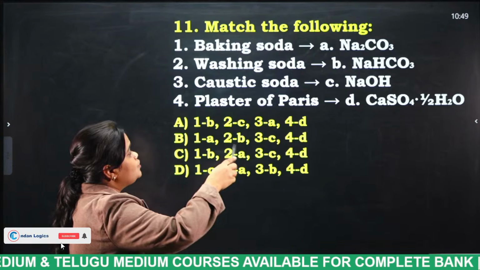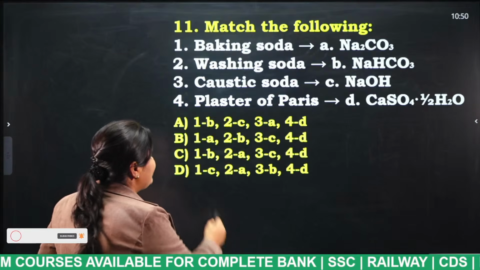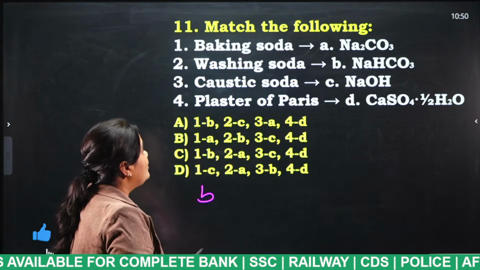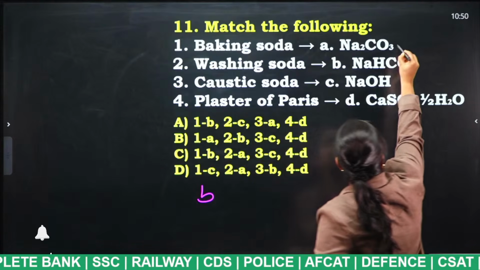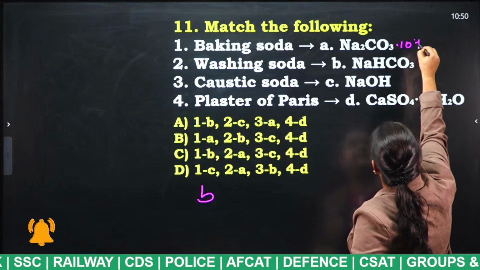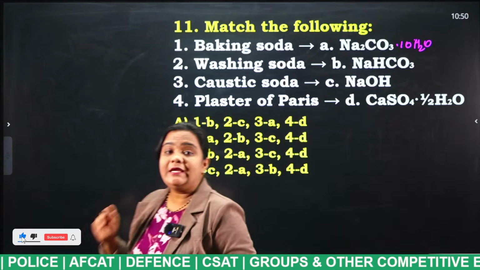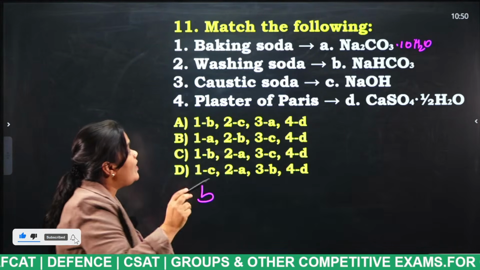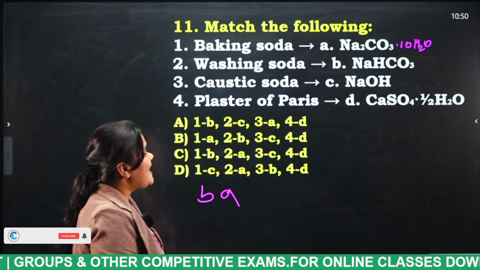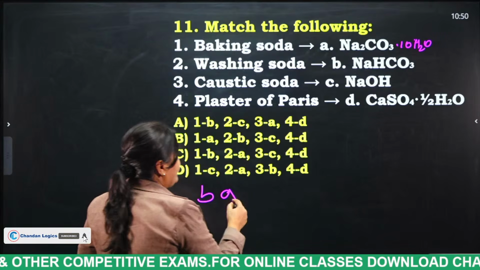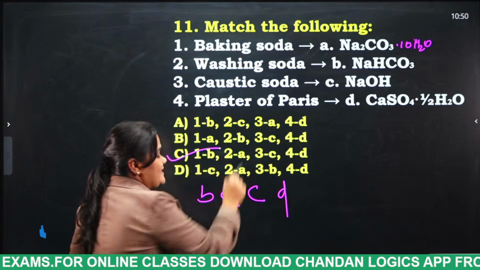Yes, baking soda. What is the chemical formula for baking soda, students? It is sodium bicarbonate. And washing soda, actually, if there is no 10H2O, it is not the correct thing. Remember, students, washing soda, we have to include 10H2O. So, what is the answer? A. Next, caustic soda. What is the answer for this question? Sodium hydroxide. This is C. Plaster of Paris, it is D. So, option C is the correct answer.